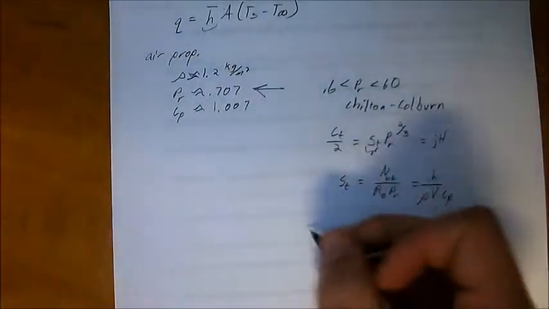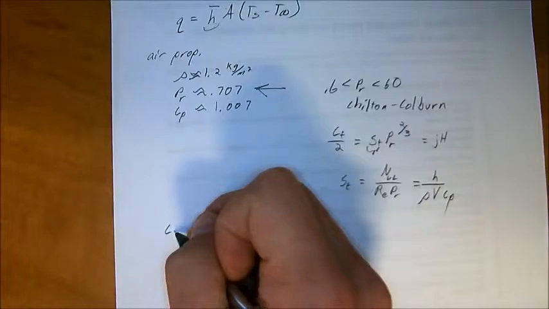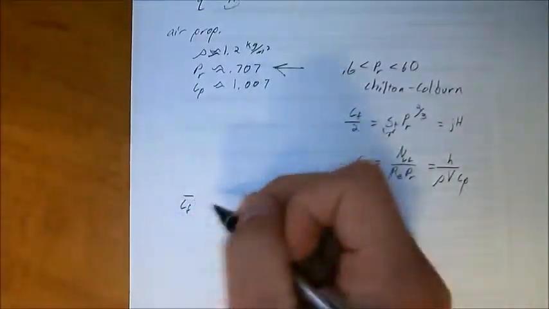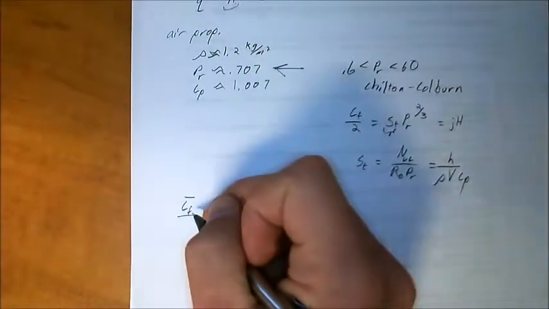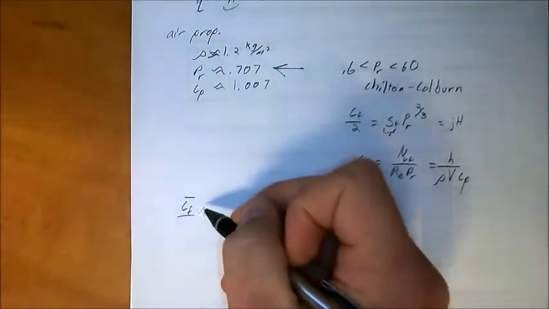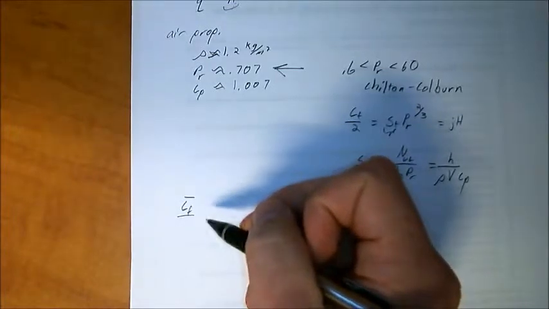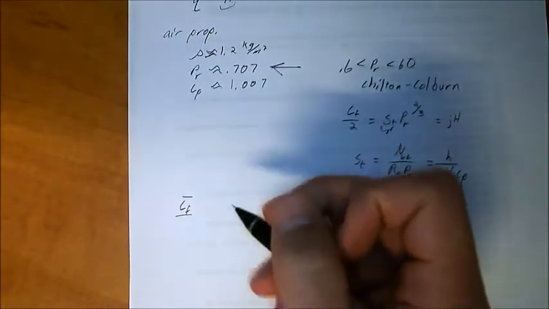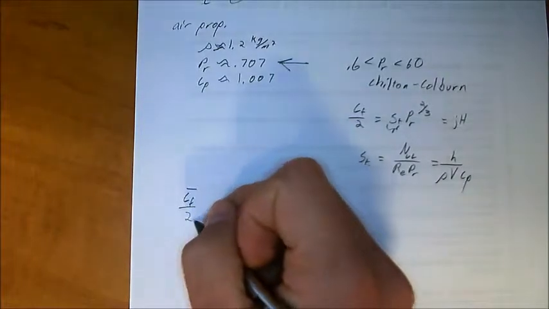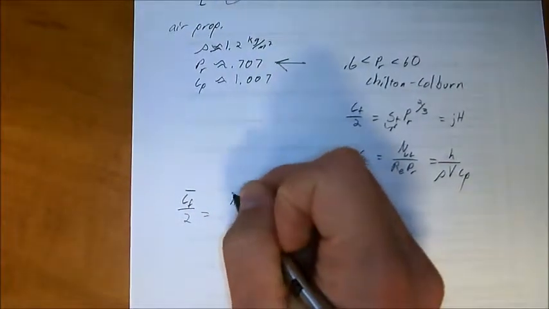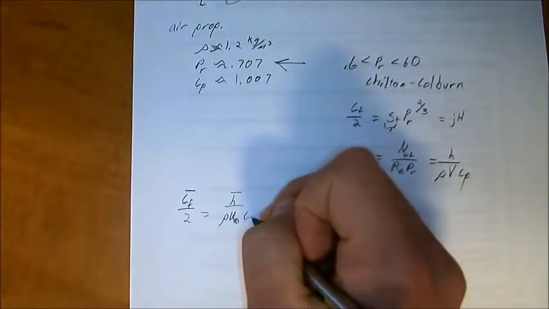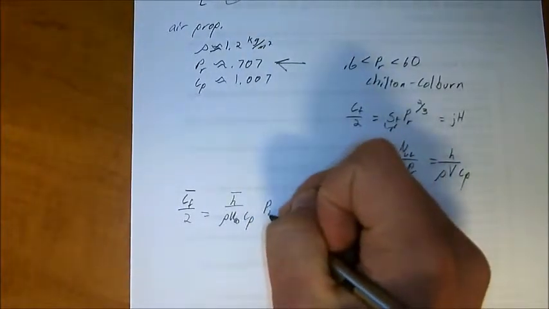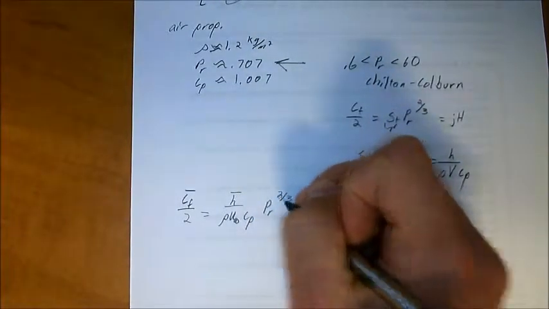So I'm going to go ahead and put this in here, and I'm going to move all this stuff over here. So Cf, we're going average. We're not looking for a local thing because we're looking over the entire plate. Average. And the Cf is actually the friction factor, which can be calculated or given to you a couple different ways, but it'll become clearer here in a little bit. I'll get into that. Over 2 is equal to h bar all over rho u infinity, velocity, which is u infinity of the air, times Cp times Prandtl to the 2/3.